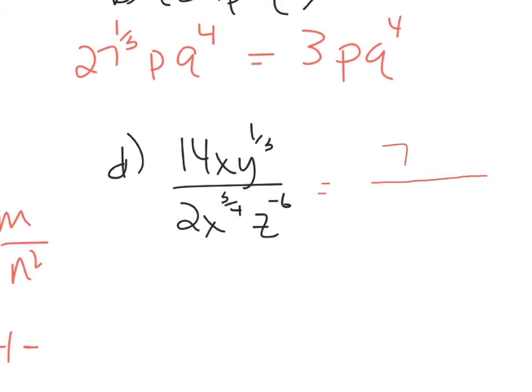X, on the top is x to the 1st, on the bottom is x to the 3/4. You subtract those, and you remember it stays where your biggest exponent is. So it's going to be 1 minus 3/4 is 1/4. My y is okay, it's positive, there's nothing to combine it with.